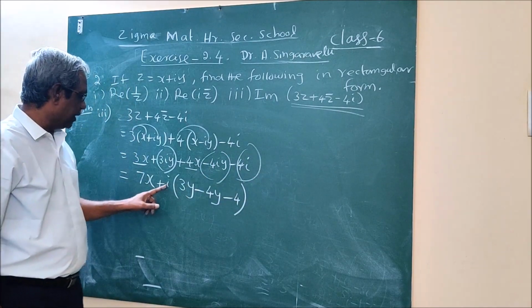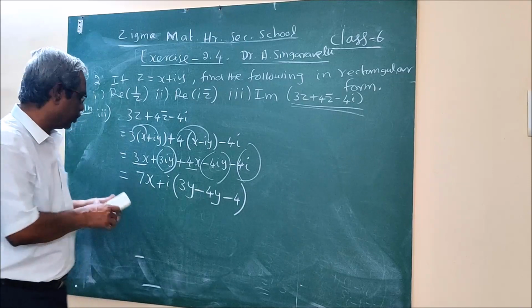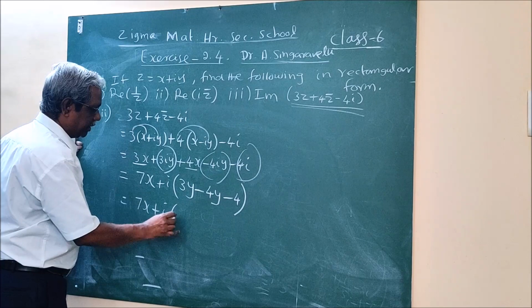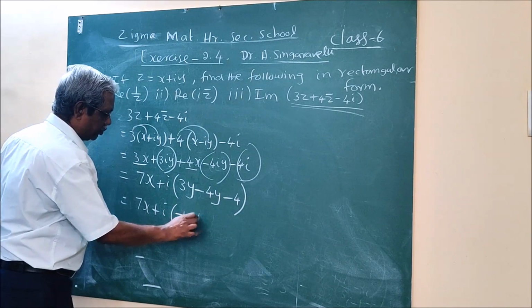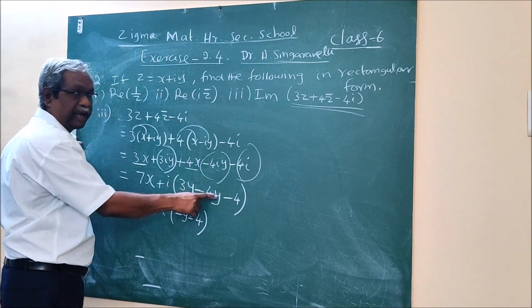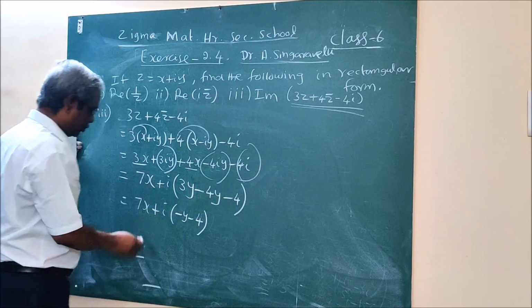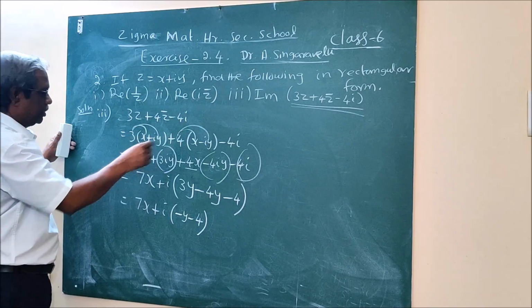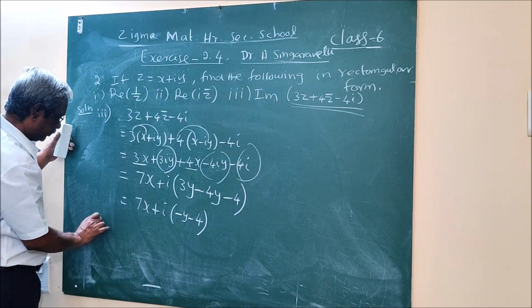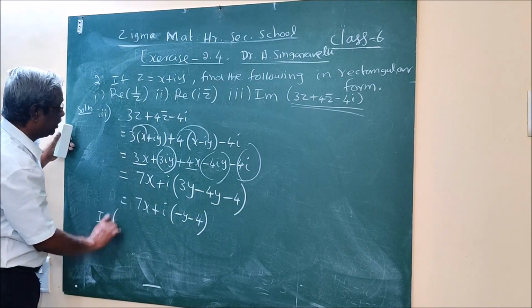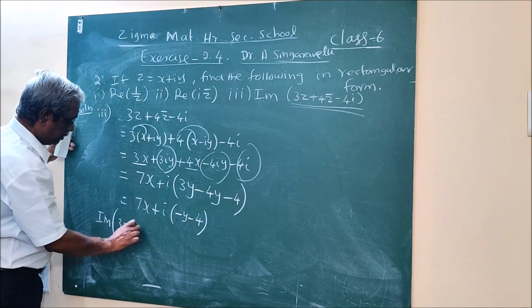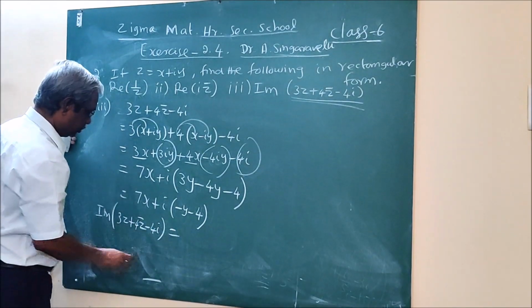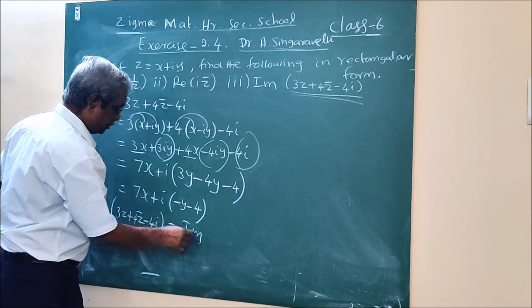So we have 3i into 3y minus 4y minus 4. So 7x plus i into minus y minus 4. 3y minus y is minus y, this minus 4. So we want to find the imaginary part of 3z plus 4z bar minus 4i, which is equal to the imaginary part of this complex number.